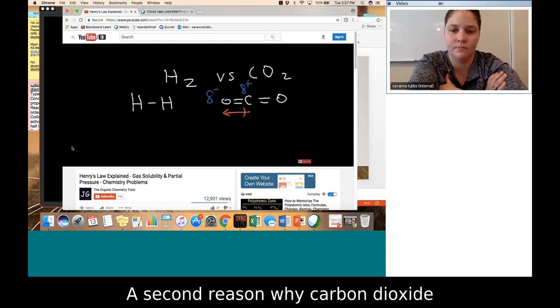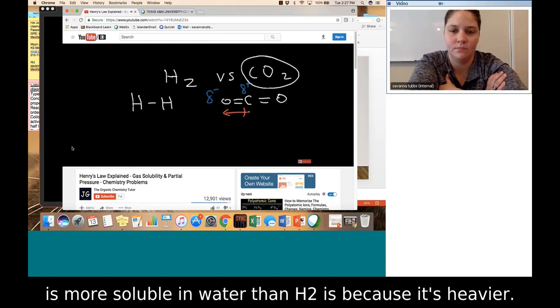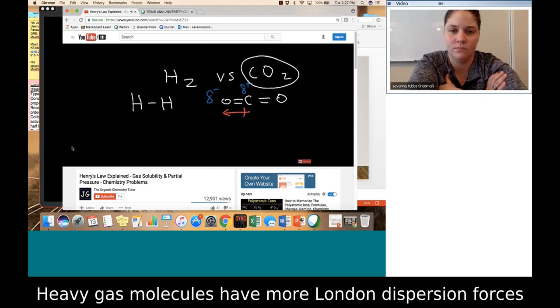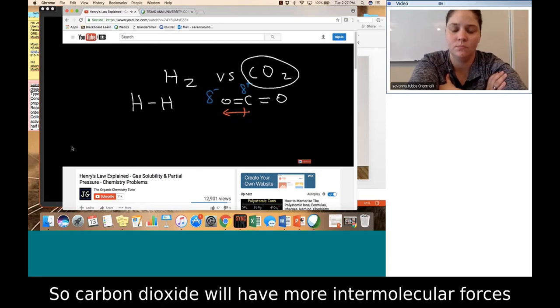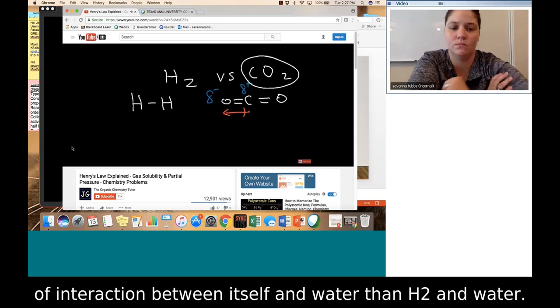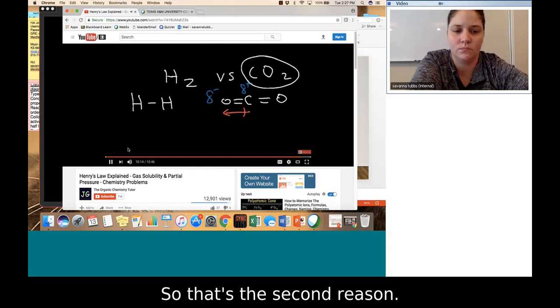A second reason why carbon dioxide is more soluble in water than H2 is because it's heavier. Heavy gas molecules have more London dispersion forces than lighter gas molecules. So carbon dioxide will have more forces of interaction between itself and water than H2 and water. So that's the second reason, it's heavier.